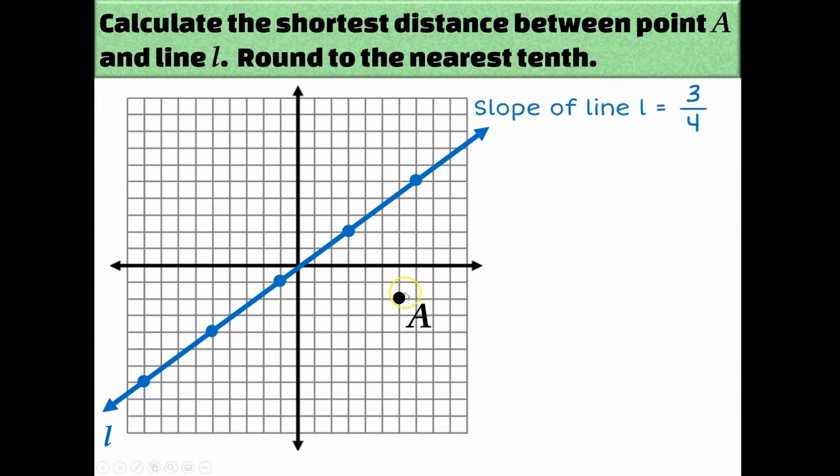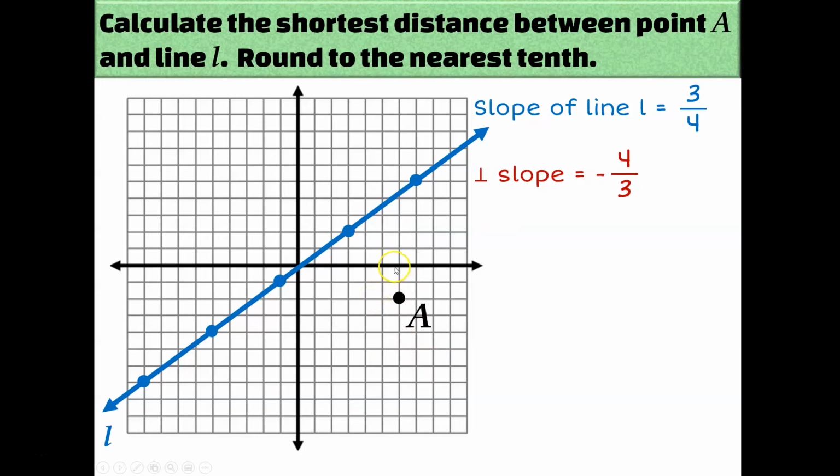Now to get from point A to line L, I would need to count in a perpendicular direction. In other words, the opposite reciprocal of 3/4, which would be -4/3. So from point A, I'm going to use my slope to count towards the line. Now, you might think, okay, well, this is -4/3, so I go down 4 and right 3. And I mean, that's correct, but it's going in the wrong direction. So instead of going down and right, let's go up and left.